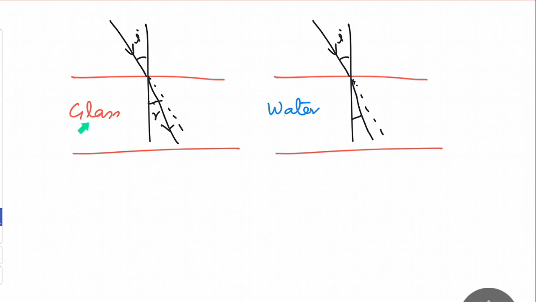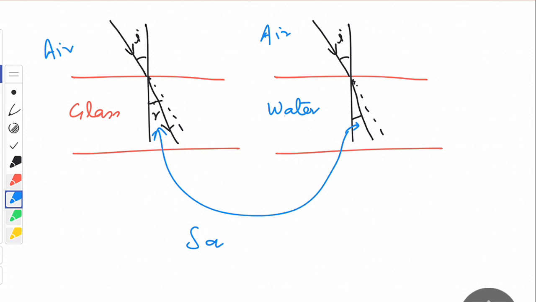My question to you is, here we have glass. So this is air, this is air, this is air. But the difference is, here it is glass and here it is water. The question is, will this angle and this angle be the same? Will the two angles be the same? Yes or no? What do you think? And the answer is no.